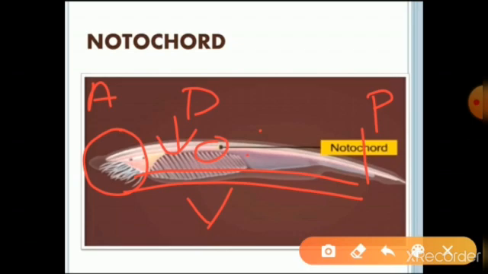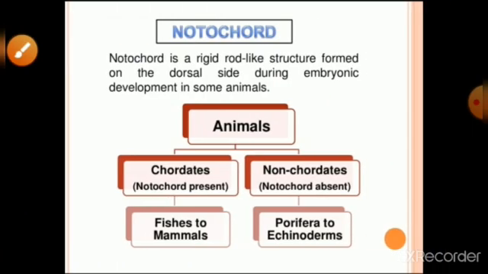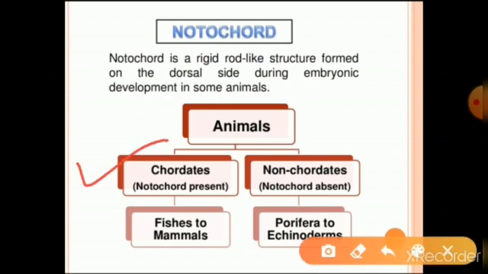So students, depending upon the presence of this notochord, which is a rod-like structure, the kingdom Animalia is divided into two broad groups, chordates and non-chordates. In chordates the notochord is present, whereas in non-chordates the notochord is absent. The phylum Porifera to Echinoderms are all non-chordates because in them the notochord is absent, whereas from fishes to mammalia, all of these groups belong to chordates. They are chordates because in them the notochord is present.